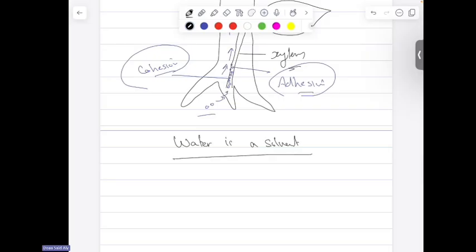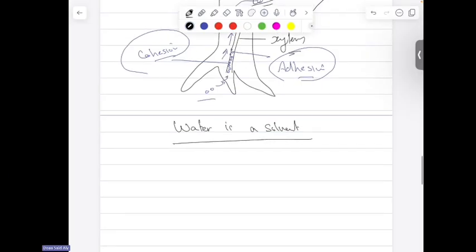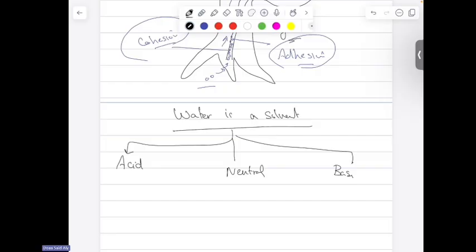We classify the solutions into three groups, okay? First, acids, and bases, and neutral. Neutral solution. What's the main difference, or how can we classify them? We classify these solutions based on the concentration of the hydrogen and the hydroxide ions.